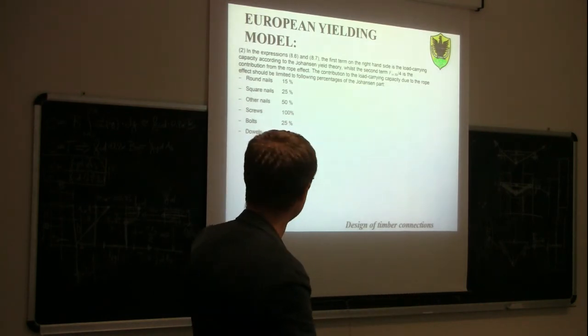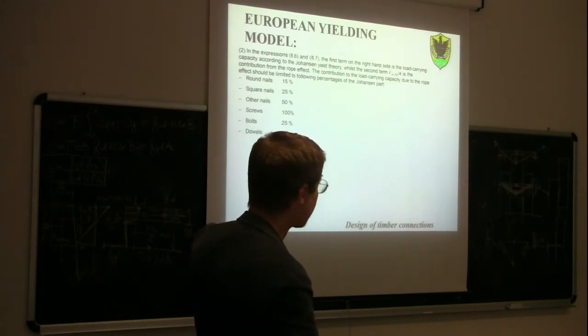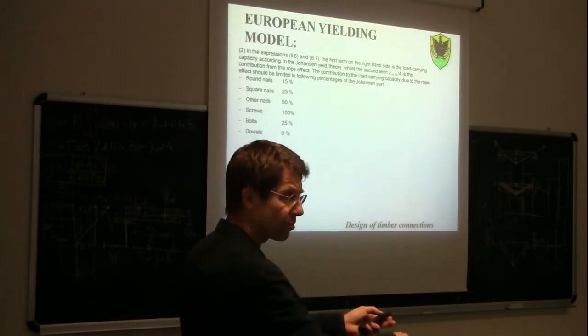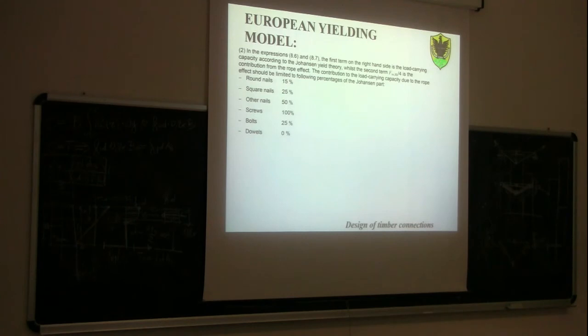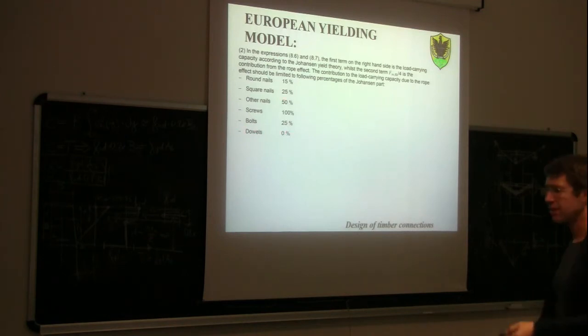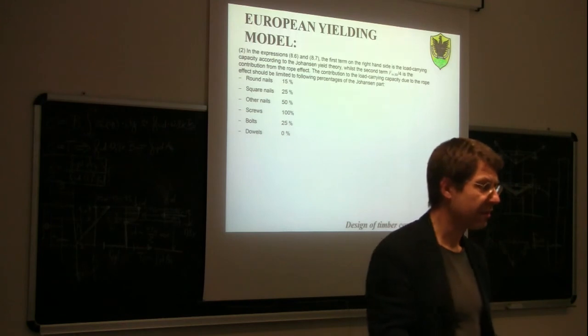You see the best results we can get are if you use screws, because the screw is, I would say, intimately connected with the wood itself. So the screw cannot move freely. So with the screw, you get up to 100%. So if the Johansen equation gives 5 kilonewton, you can add to this up to 5 kilonewton of withdrawal resistance from the rope effect. Bolts 25%. And dowels, nothing, because the dowels are free to move inside, so we don't get any compression if you use the dowel.